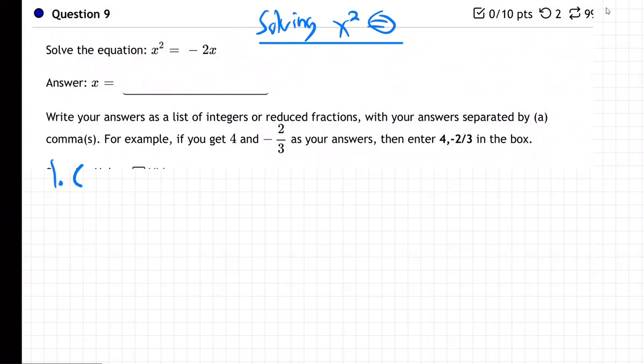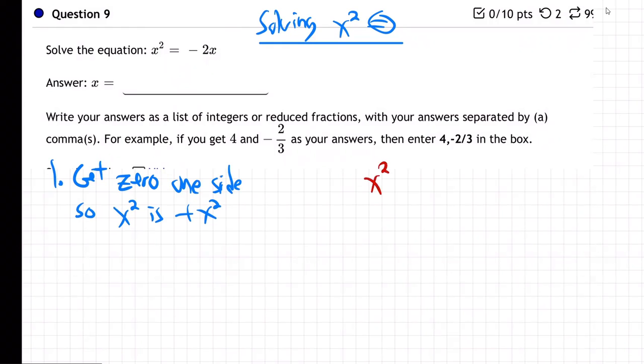Step number one, get a 0 on one side. So x squared is positive x squared. What do I mean by that? Well, coming over here, we have x squared equals negative 2x. And here's our wall of separation. Basically, we want to get rid of one side or the other so that you have a 0 on one side. There's a certain way you want to do that and a certain way you don't.